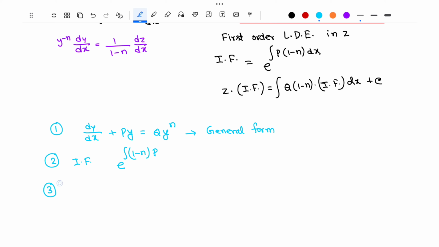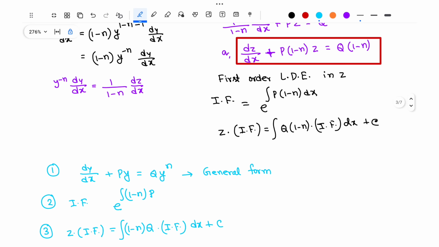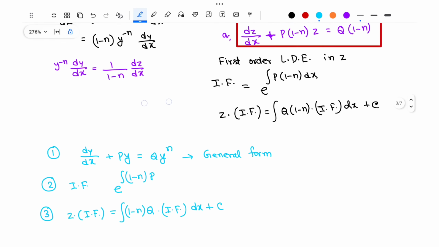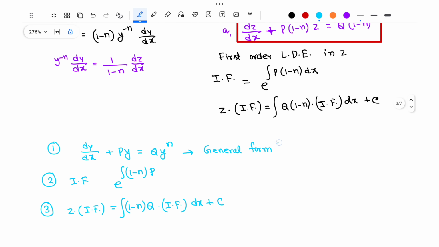And what is the solution? Z into integrating factor equals integration of (1 minus n) into Q into integrating factor dx plus c. Then after solving this equation, you have to substitute the value of z, where z equals y to the power 1 minus n. So these are the formulas of Bernoulli's equation.